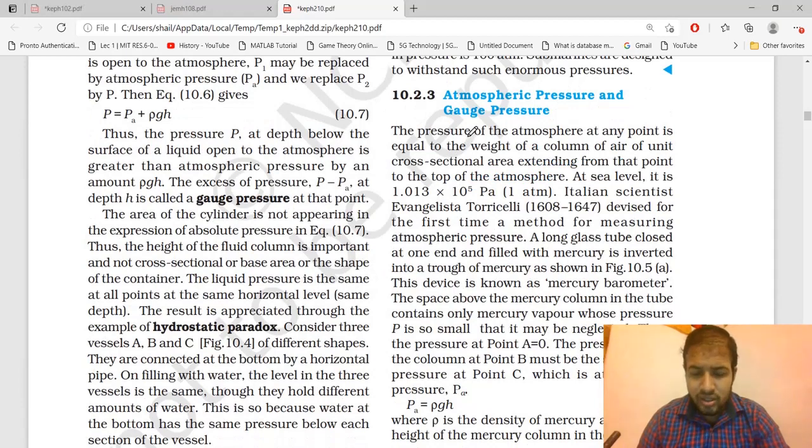Section 10.2.3, atmospheric pressure and gauge pressure. The pressure of the atmosphere at any point is equal to the weight of the column of air of unit cross-sectional area extending from that point to the top of the atmosphere. At sea level it is 1.013 into 10 to the power 5 Pascal, 1 atm. Italian scientist Evangelista Torricelli (1608 to 1647) devised for the first time a method for measuring atmospheric pressure.